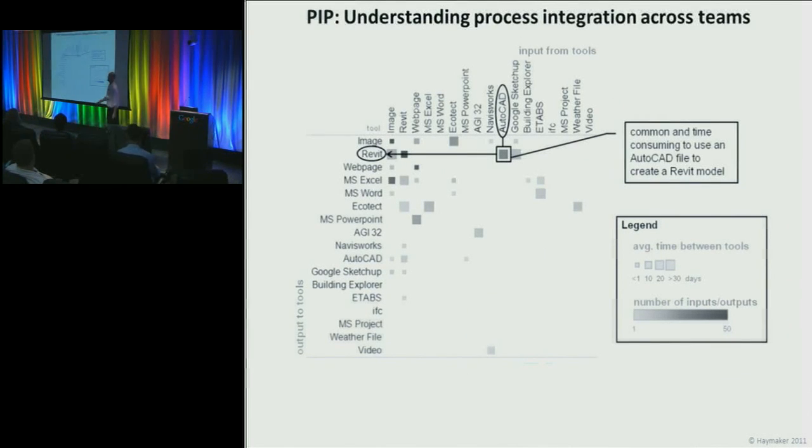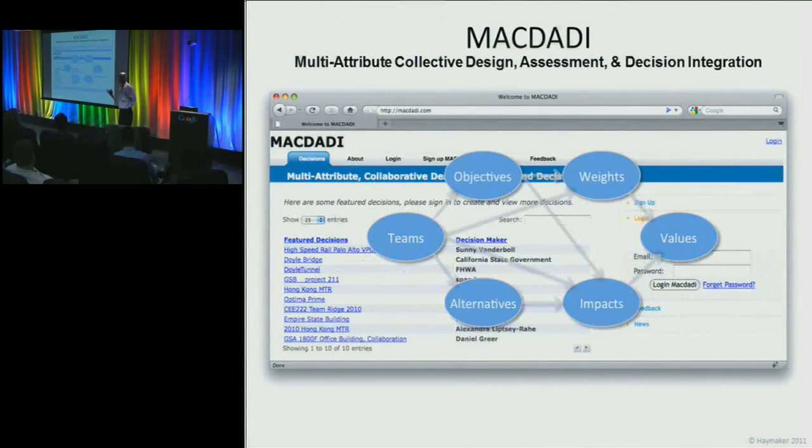And just another view, here we can start to look at specific tools and the information flow between those and start to understand that, wow, we're doing a lot of translation between AutoCAD and Revit. So let's go take a look at that across the firm and see what's going on. Maybe we should do some more automation there where we're helping the information through. Okay, so that's generally a process mapping and integration tool.